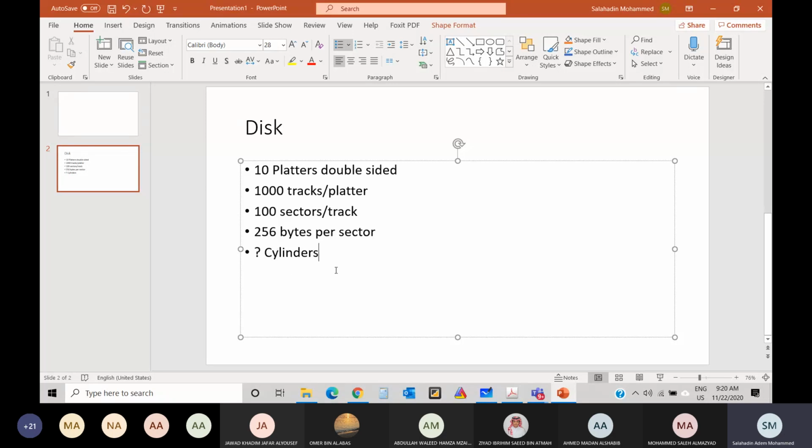Doctor, does the platter have to be identical? Yes, they have to be identical per hard disk. Yes, good question, excellent.